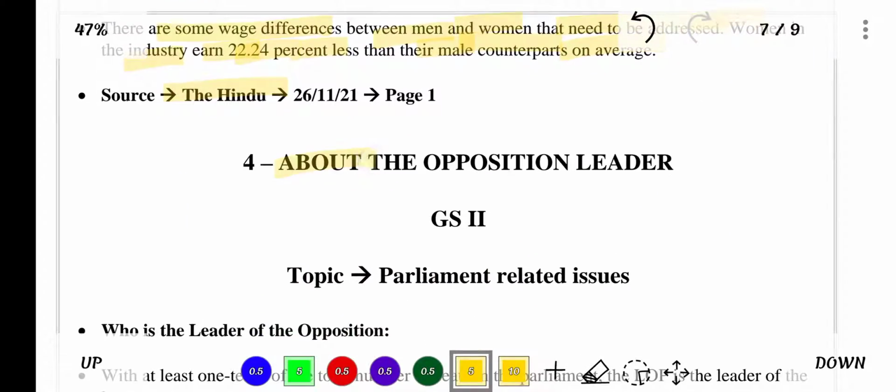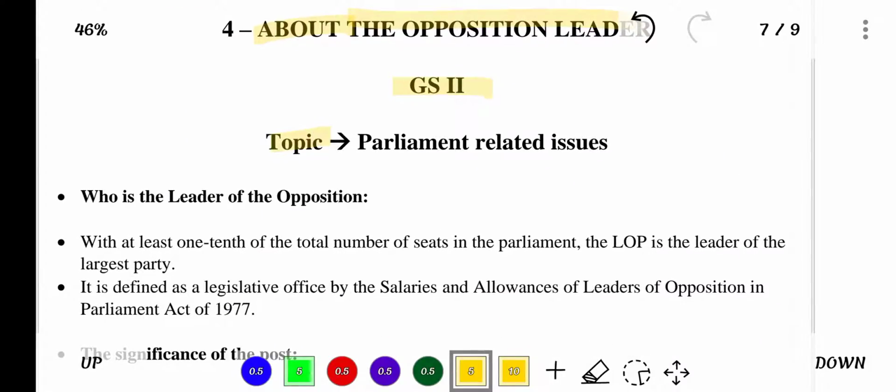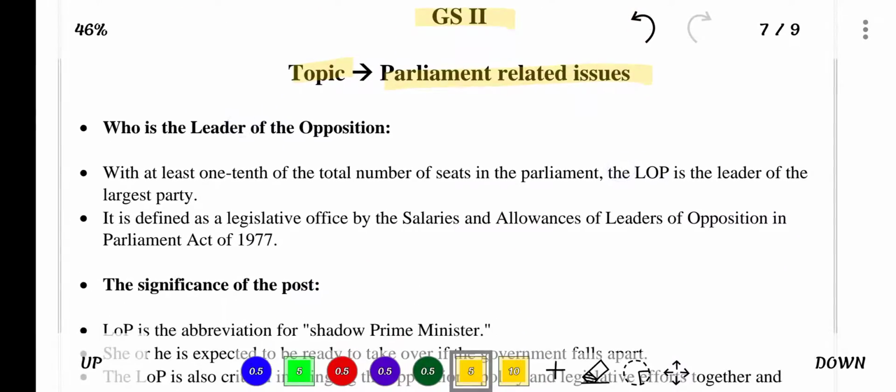Next is about the opposition leader. So it is from GS paper 2 and the topic is parliament related issues. So who is the leader of opposition? With at least 1/10 of the total number of seats in the parliament, the leader of opposition is the leader of the largest party. It is defined as a legislative office by the Salaries and Allowances of Leaders of Opposition in Parliament Act of 1977.